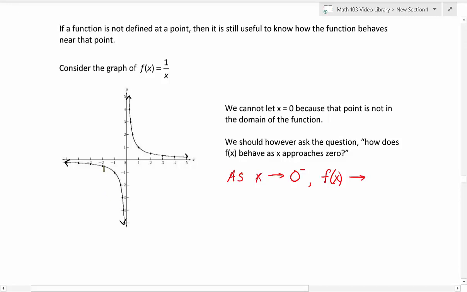So here's our graph, and here's where x is approaching 0 from the left. What's happening to the y value of our function? Notice that our y value is pointing down. It's getting smaller and smaller. The y value is approaching negative infinity. Since x cannot be equal to 0, this graph is never going to cross the y-axis. It's going to get closer and closer to the y-axis, but never touch it, never cross it.